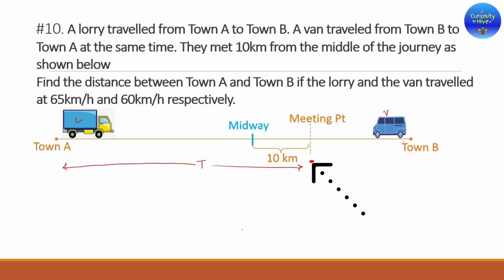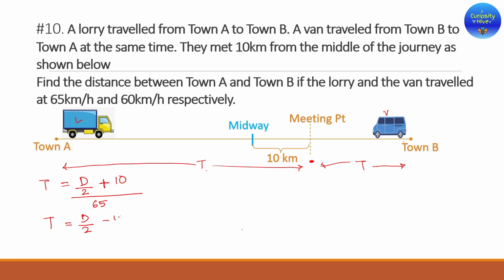So the time taken to cover this distance by the lorry is same as the time taken to cover this distance by the van. So time taken is d by 2 plus 10, divided by the speed, which is 65. And the other time, which is also same, is the time taken by the van to come to this meeting point. So this meeting point is again midway, minus 10 for it. So it will be d by 2 minus 10 divided by 60. That is the speed. Now both of them are same.